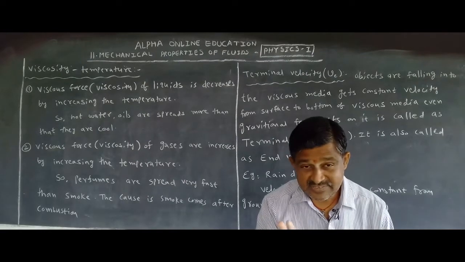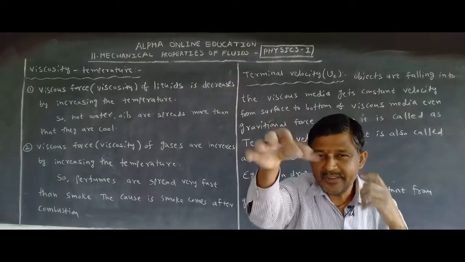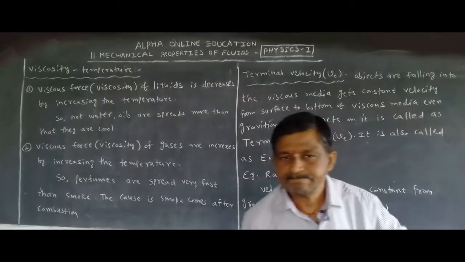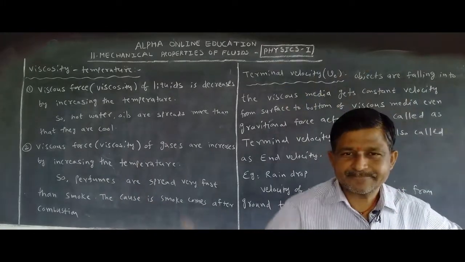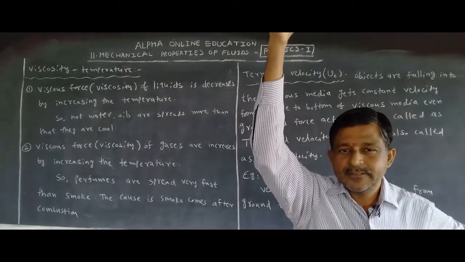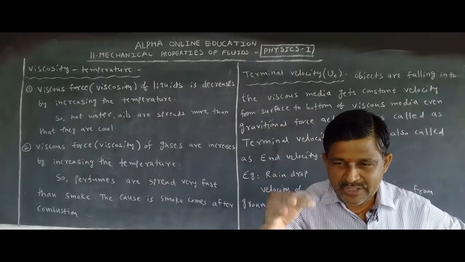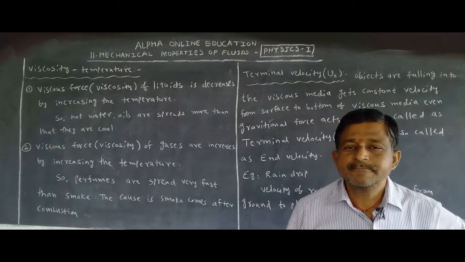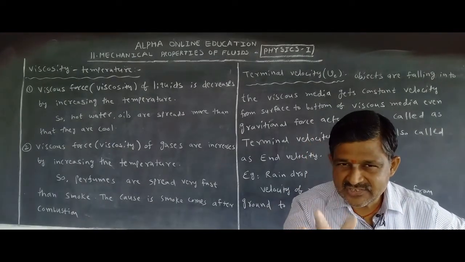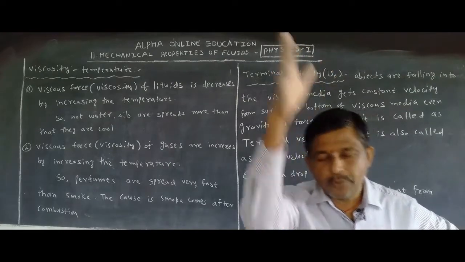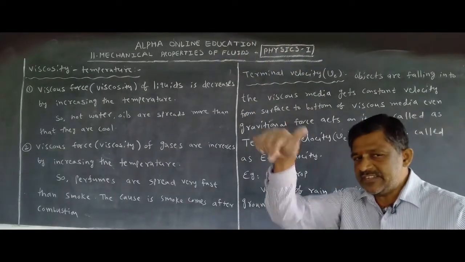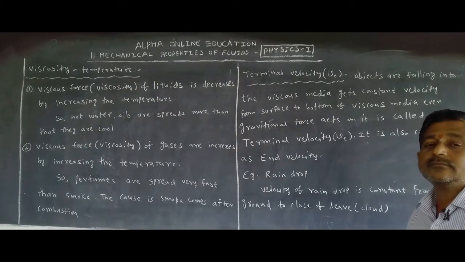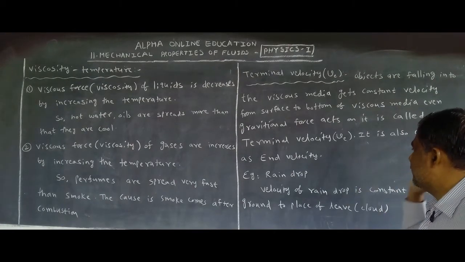Now, this is not what happens when a coin is simply dropped in a bucket. When the coin is dropped in flowing water, the coin moves very slowly from the surface to the bottom of the liquid. The velocity does not increase, the velocity is constant. So acceleration is zero, even though the gravitational force acts. What has happened? Acceleration is zero. That velocity is called terminal velocity.